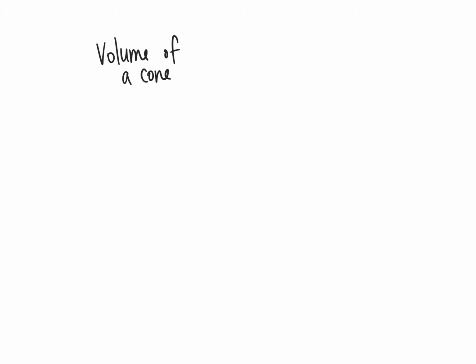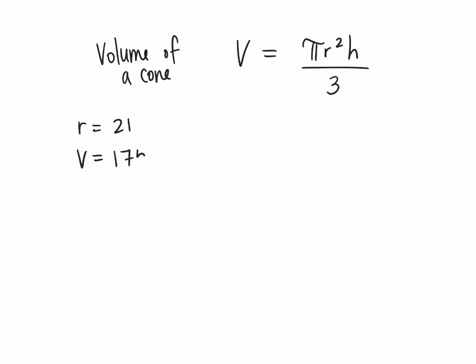Okay, so in this question, we're going to be looking at the volume of a cone. And we know that the formula that represents volume of a cone is equal to pi times r squared times the height, all of that divided by 3. And in this question, we're told that the radius is equal to 21, the volume is equal to 1,750 units, and we have to figure out what is the height of this cone.